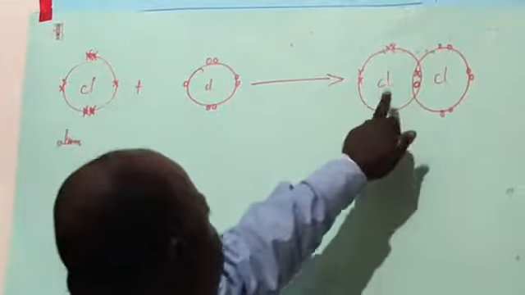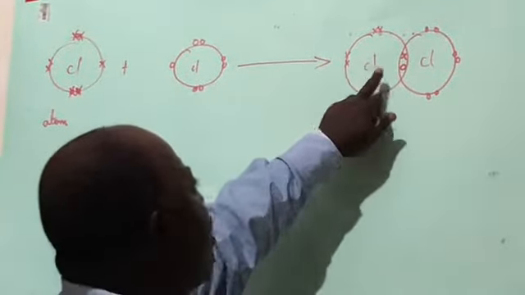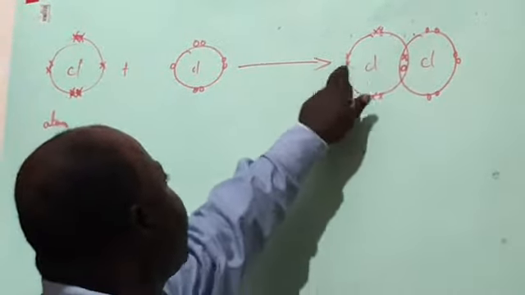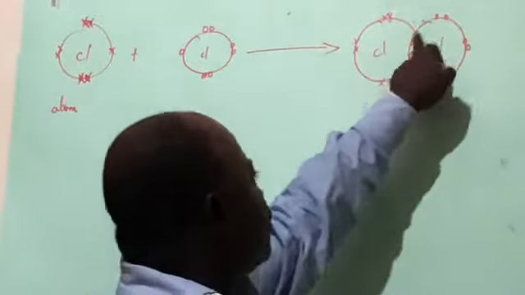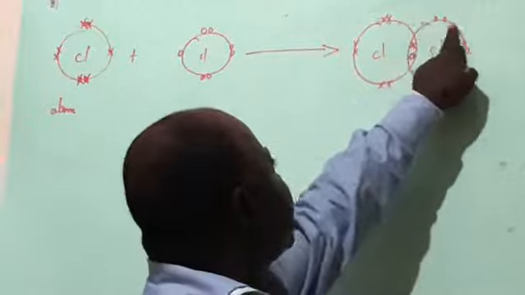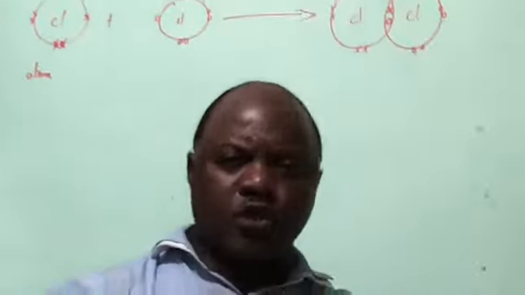Now, if you look at this one atom of chlorine, we have 1, 2, 3, 4, 5, 6, 7, 8. The octet is full and it is stable. We go to this other one, 1, 2, 3, 4, 5, 6, 7, 8. The octet is full and it is also stable.